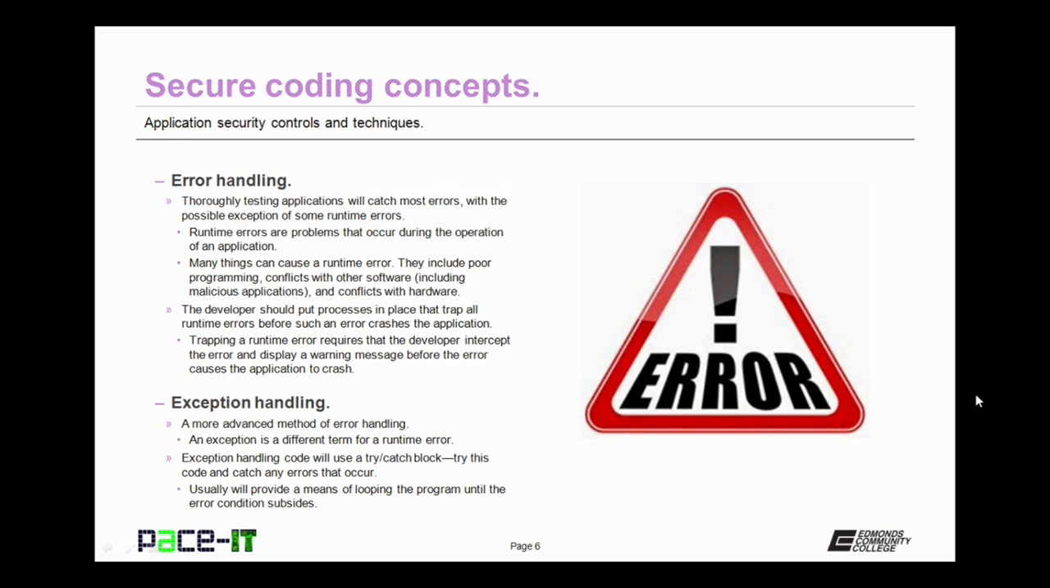Exception handling is closely related to error handling, except it's a more advanced method of error handling. An exception is just a different term for a runtime error. Exception handling code will use a try-catch block. That means try this code and catch any errors that occur. Usually the try-catch block will provide a means of looping the program until the error condition subsides or goes away.